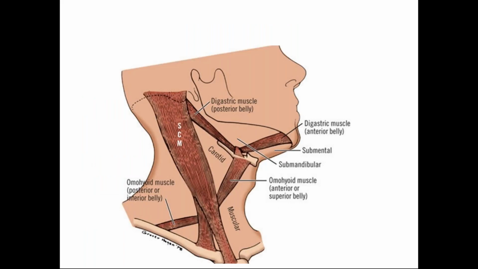We'll see the image. So this one is the carotid triangle. We can see the sternocleidomastoid muscle, the superior or anterior belly of the omohyoid, and the posterior belly of the digastric muscle. So this one is the carotid triangle. Once again, we'll read.